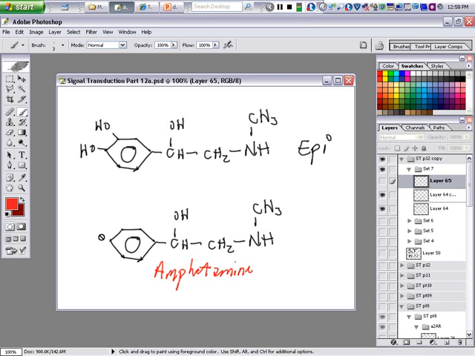So if you want something to activate your sympathetic nervous system, do you think epinephrine would work better or something like methamphetamine? Methamphetamine. It's going to be a much more powerful stimulant of your central nervous system because of its non-polarity. Does the rationale make sense?